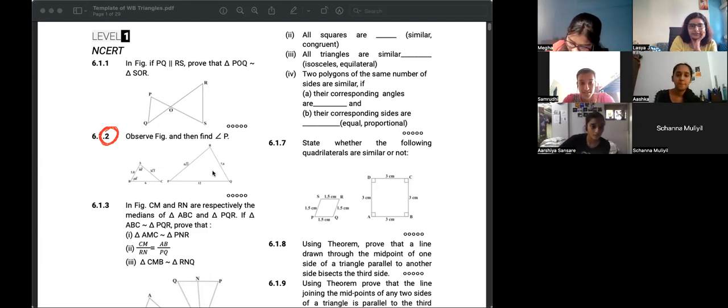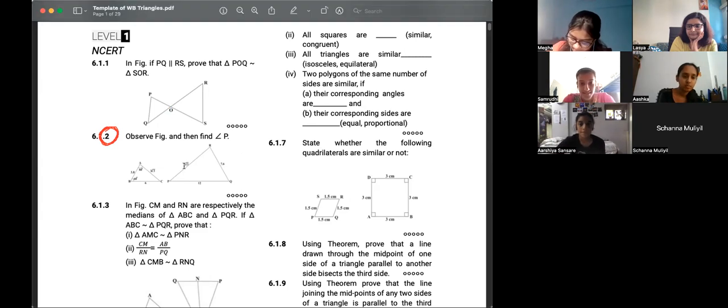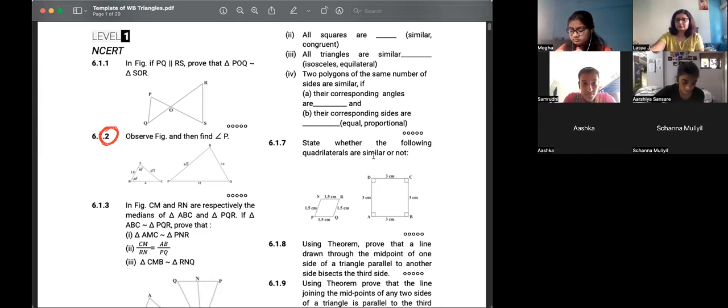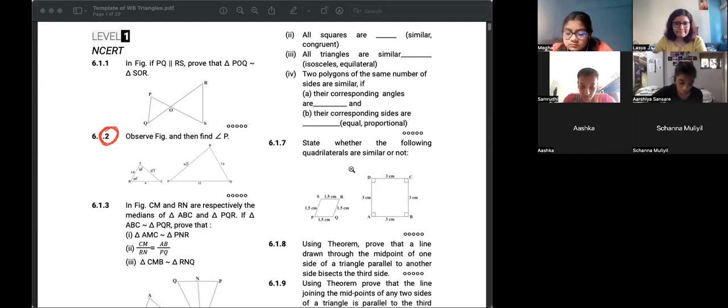Let me know if I should zoom in, guys. If the values are not visible, I'll zoom in. What is this? Megha has sent it. Yes.